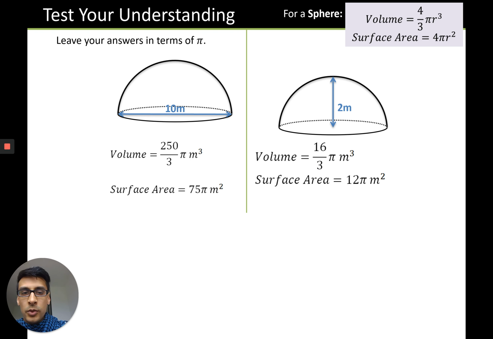And hopefully there's no problems there other than the fact, well, it's not a problem, but just so you know, that was a diameter and that's just the radius. So you just have to remember to halve the diameter.